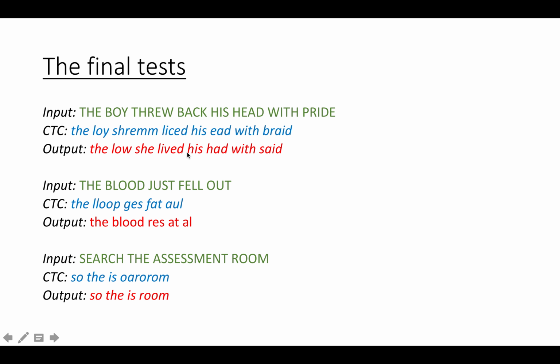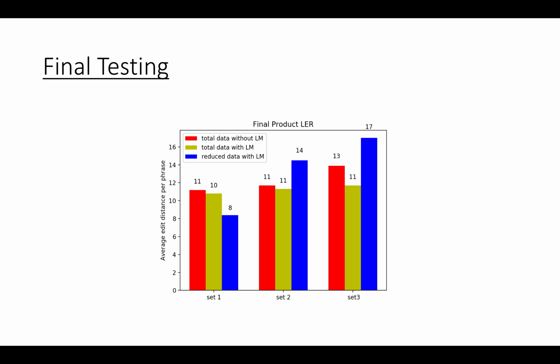Each of these sets contained 10 sentences, and we calculated the average edit distance from the correct transcription for 3 different scenarios. The red bar shows the average edit distance for an acoustic model trained on the entire dataset, but without the language model. The yellow shows this same acoustic model with the language model. The blue shows the acoustic model trained on the reduced dataset with the language model.